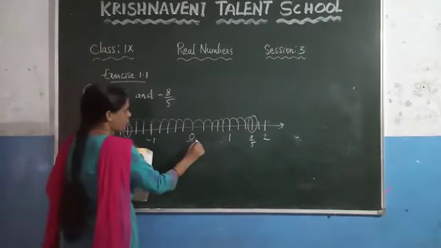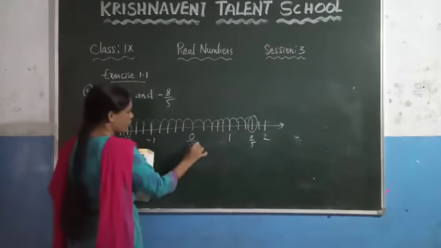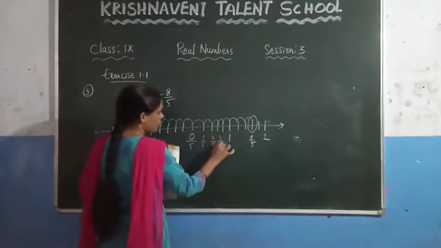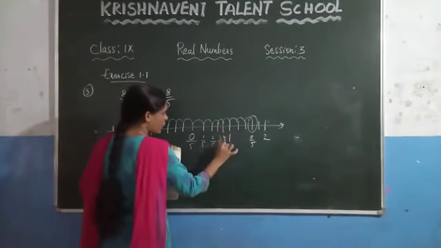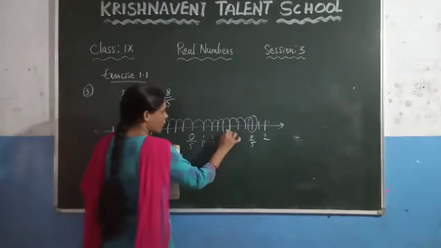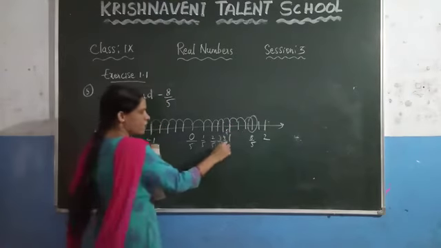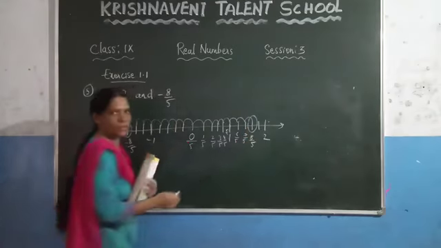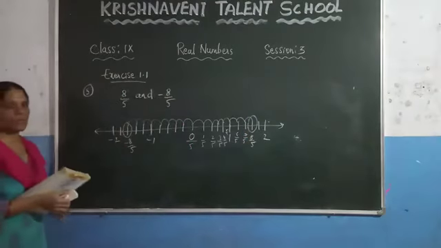This one you can write as 0. What is the denominator here? 5. And what is the next one? 1 by 5, 2 by 5, 3 by 5. This one is 4 by 5. This one is 5 by 5, which is nothing but 1. And after that you will get 6 by 5, 7 by 5 and 8 by 5. So like that you have to represent.